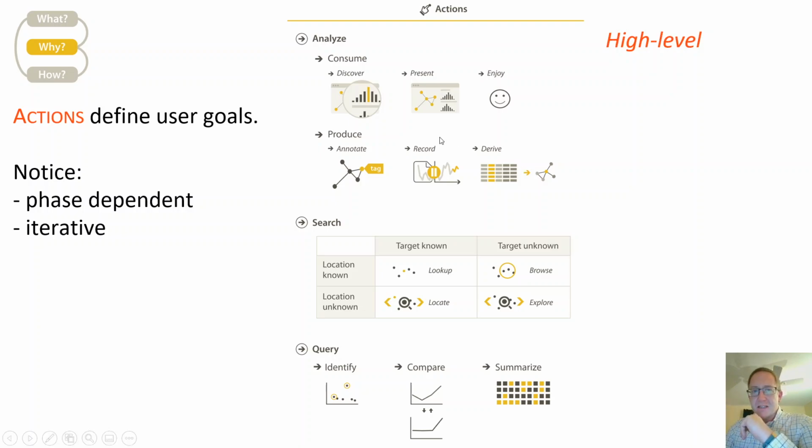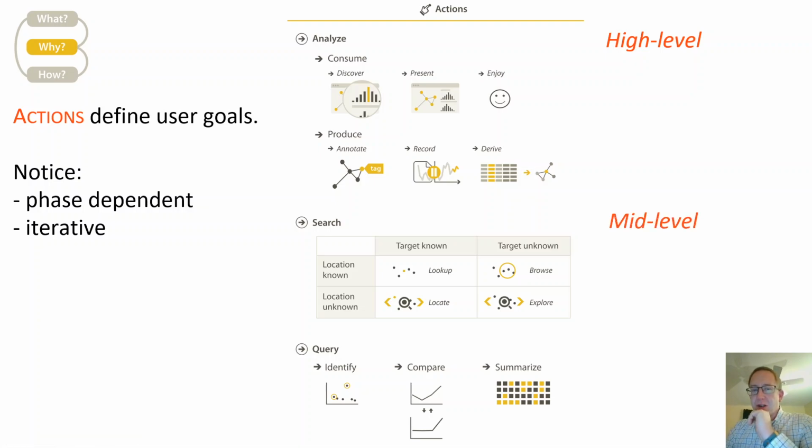How do we analyze our tasks? Do we consume? Do we produce? Are we presenting information? So here are the different kinds of consumption of a visualization. This is for visualizations, but it also works for data analysis. Here are the different things that you can do for production of a visualization or a data analysis.